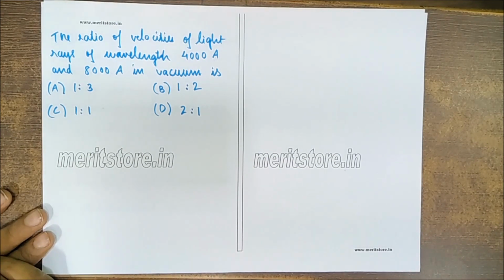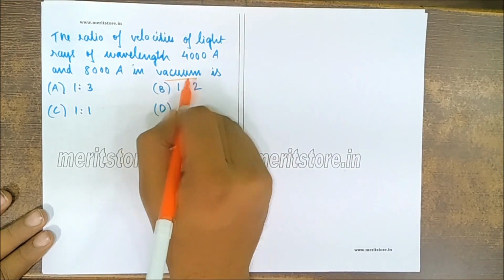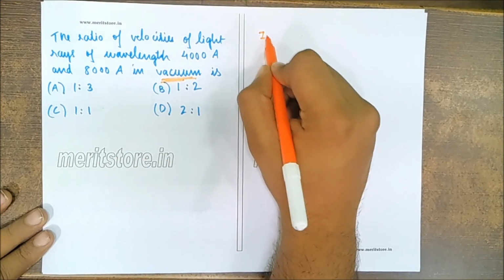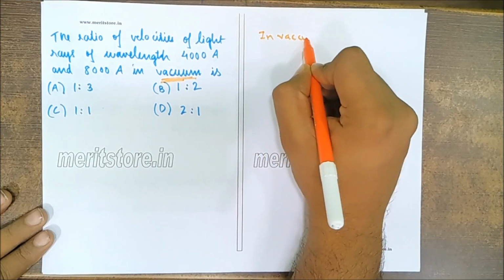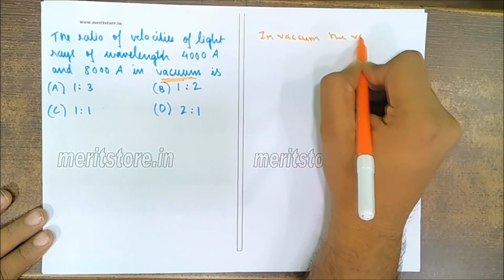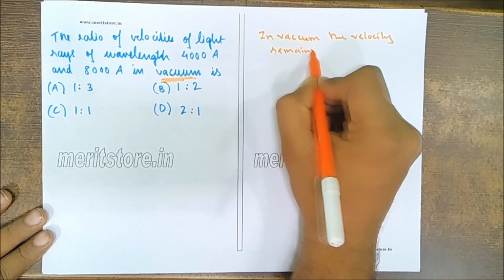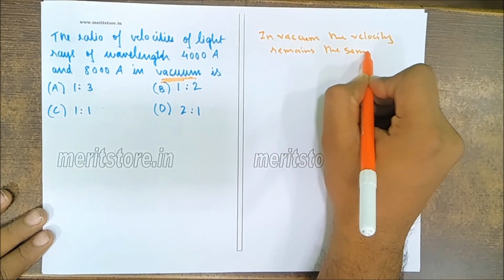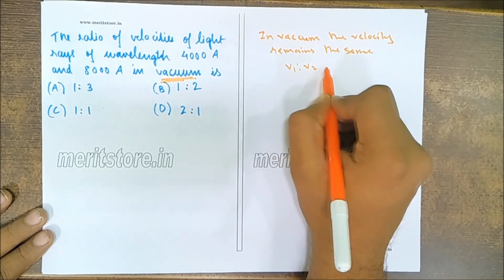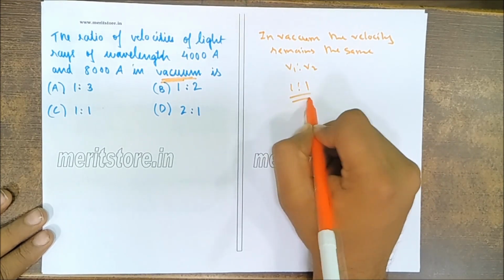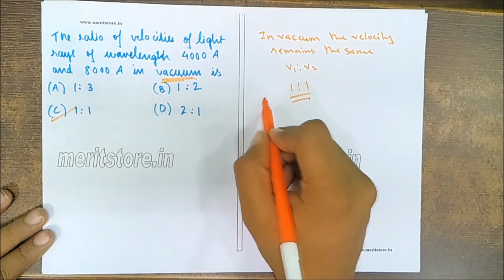Next question. The ratio of velocity of light rays of wavelength 4000 angstrom and 8000 angstrom unit in vacuum. Okay, so the hint is vacuum. In a vacuum, the velocity remains the same. Therefore, V1 is to V2 will be 1 is to 1. Option C.